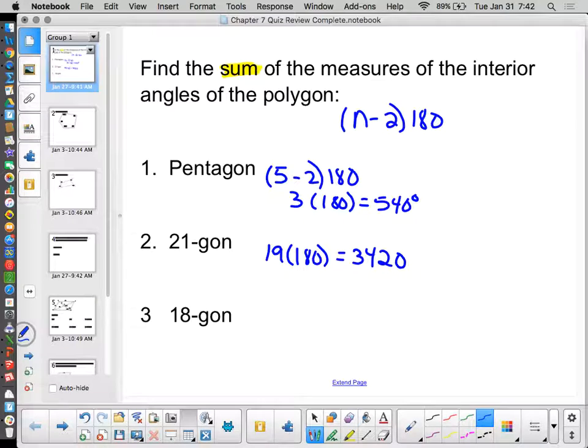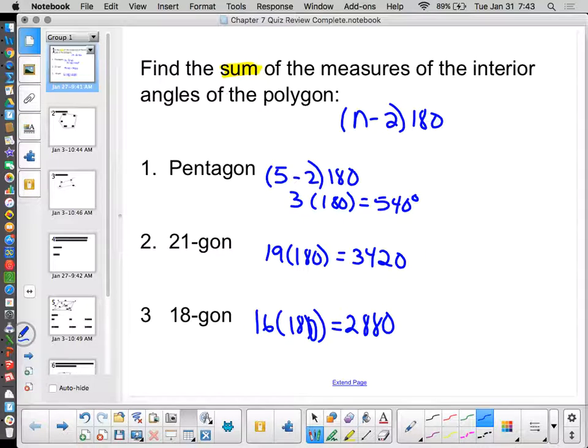And how about an 18 gon? 16 times 180. Which is what? 2880. Okay.